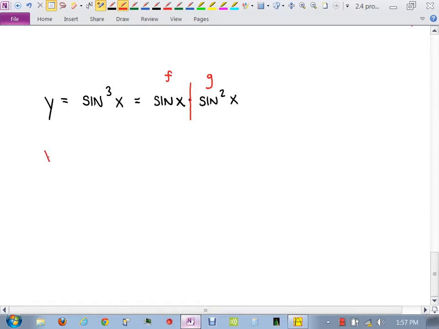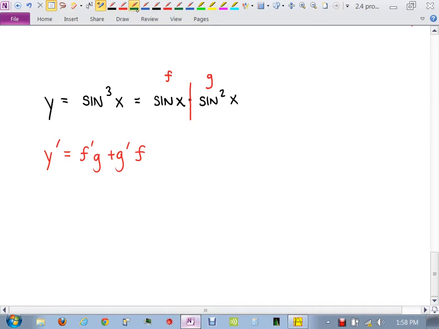We're going to run into a problem here. Y prime then should be f prime g plus g prime f. Do we know what f prime is? What's the derivative of f? What's the derivative of sine? Cosine x, right? So we'll be okay with that first part. But what about g prime? Do you know what the derivative of sine squared is? Well, that's a product also, isn't it? Isn't sine squared a product?